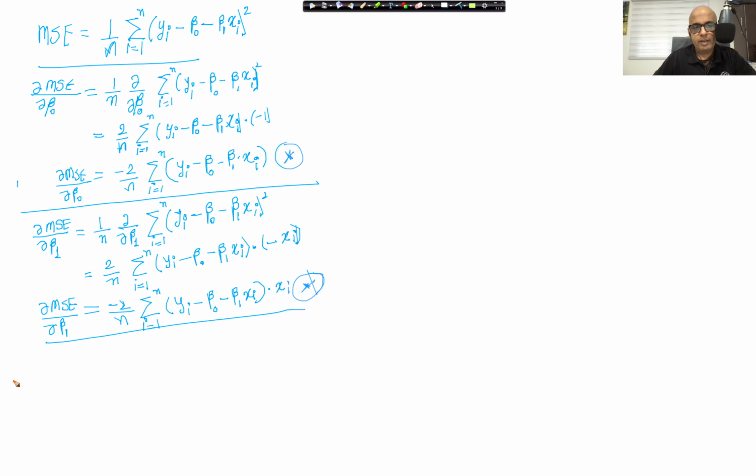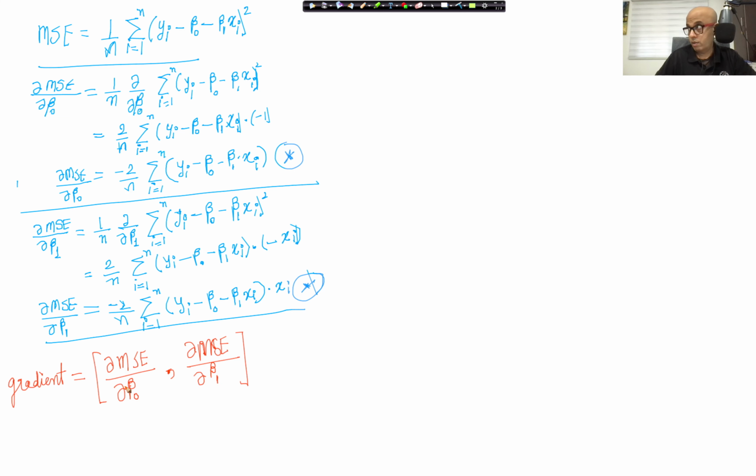We can say gradient is equal to the partial of MSE with respect to beta 0, and then comma, we have the second one, which is the partial of MSE with respect to beta 1.